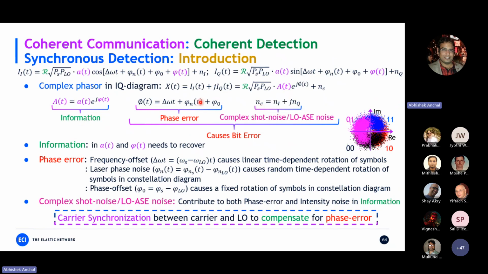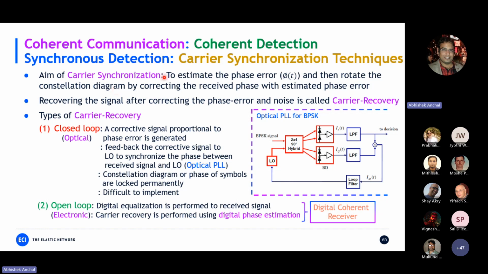So basically what I'm saying is you find out what phi(t) is and apply here e to the power minus j phi(t). This term gets cancelled and you have only the information, and we are good to recover the signal. So that's the basic principle of carrier synchronization. And when we recover it, this method is called carrier recovery. Recovering the carrier or the signal from the noisy phase error and noise is called carrier recovery.